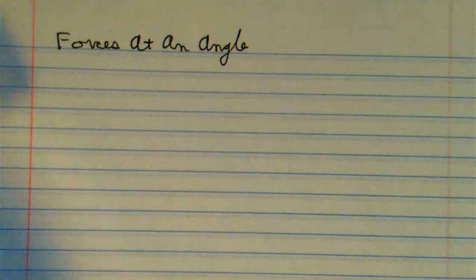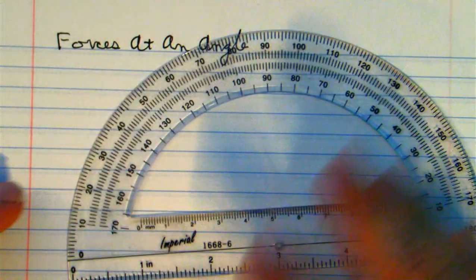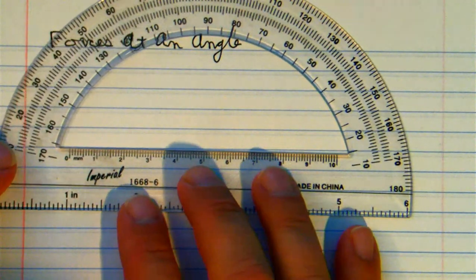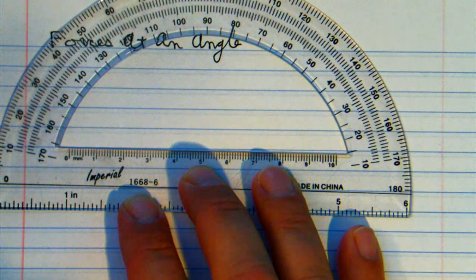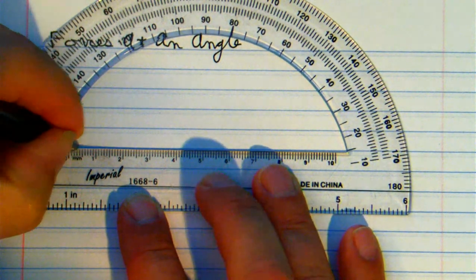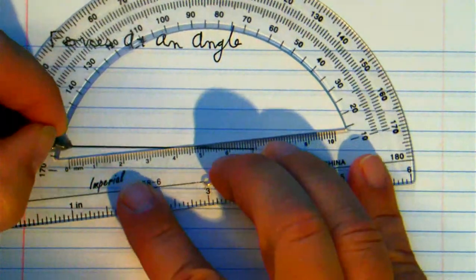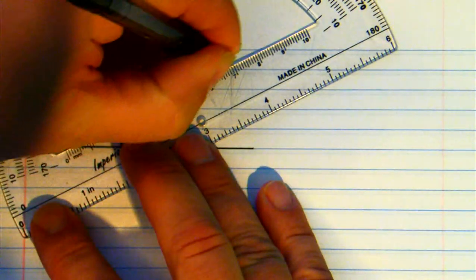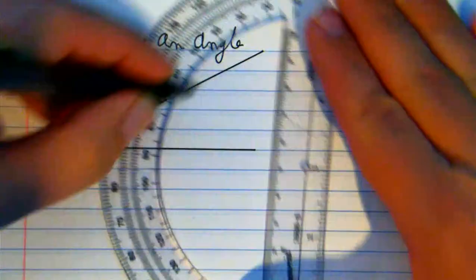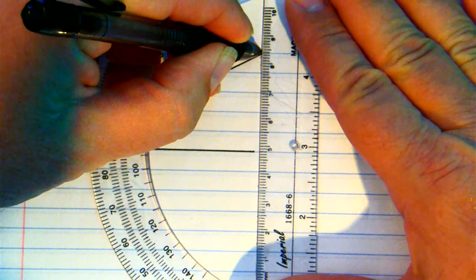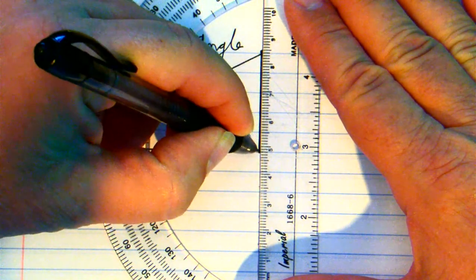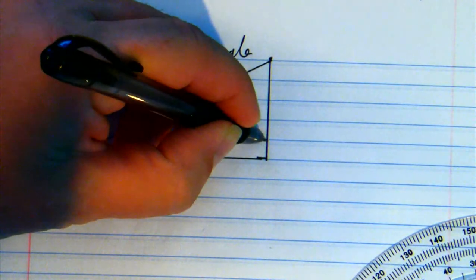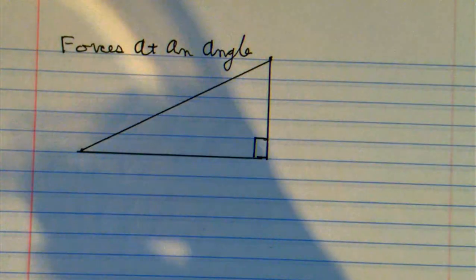Forces at an angle. I'm going to lead off by reviewing from math class about triangles, right triangles in particular. So first thing is I'm going to draw a right triangle, just a generic one. And they form a right angle, a 90-degree angle, someplace there, I've marked it.